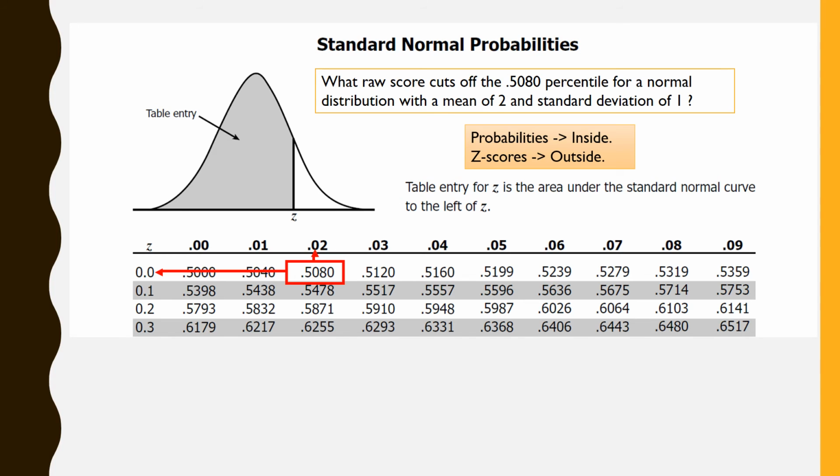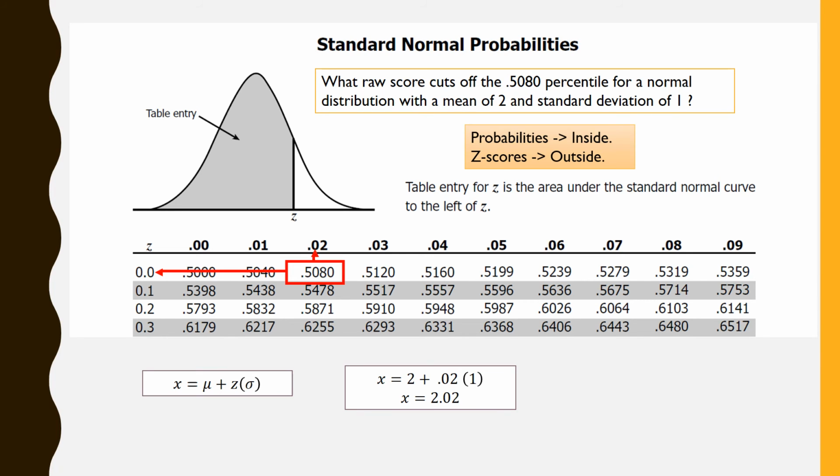So after we find the z-score, you want to use the x formula. So this is the last step. And here we go. So we have x equals 2, which is our mean, plus 0.02, which is our z-score that we found from the z-table, times 1, which is our standard deviation. And if you do the math there, you get 2.02.